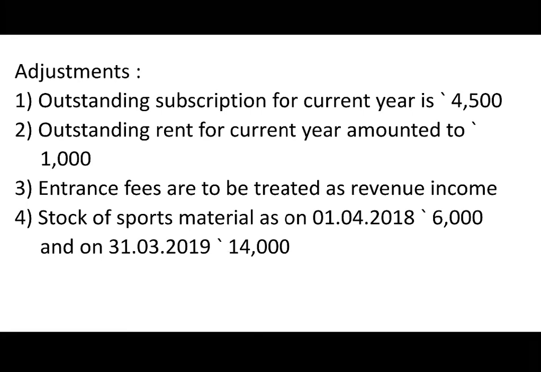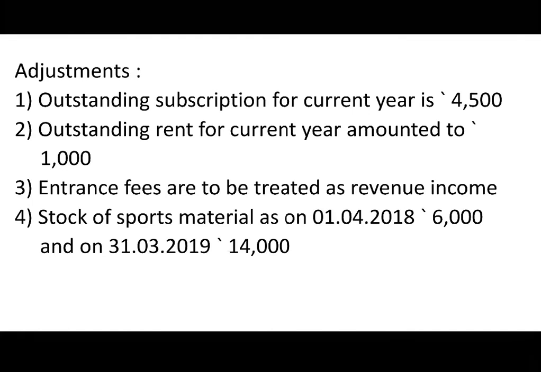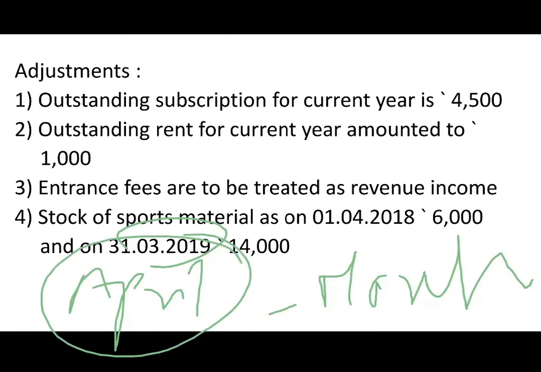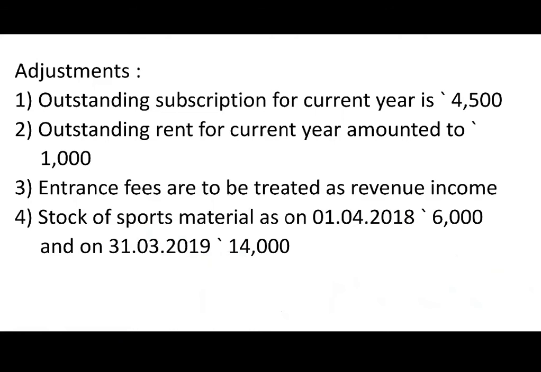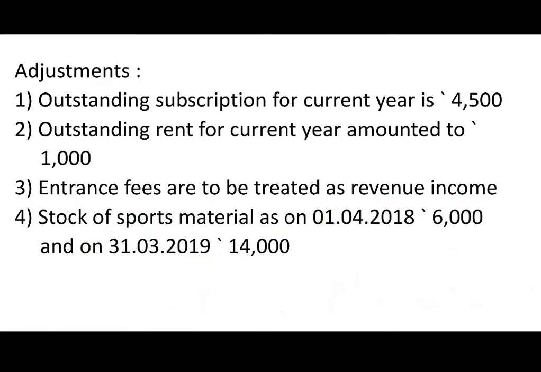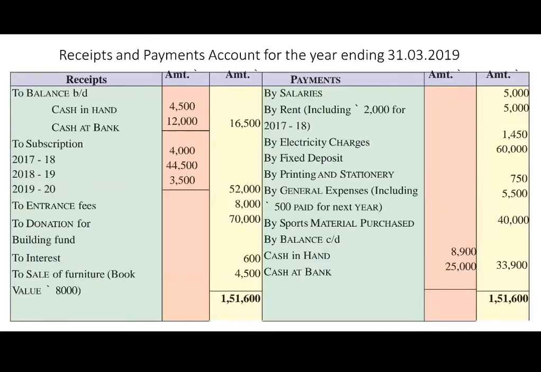2019 is 14,000. Okay, so 1st April means this is my opening and March means this is my closing. So opening stock of sports material and closing stock of sports material. So this 6,000 is my opening stock of sports material and the 31st March figure is my closing stock of sports material. Okay, we have learned stock of material in the last lecture, how we have to record it.